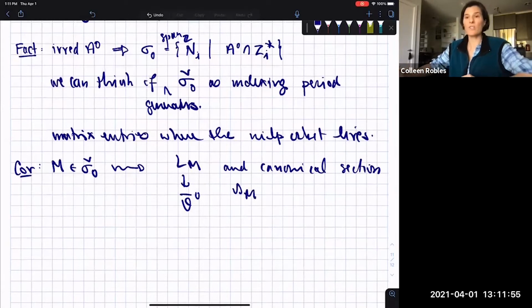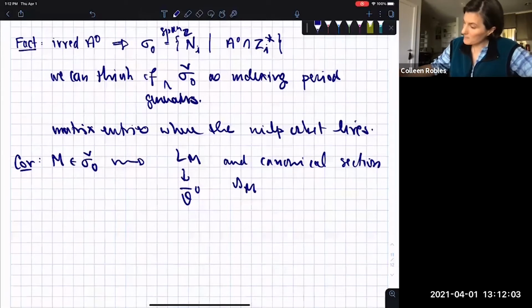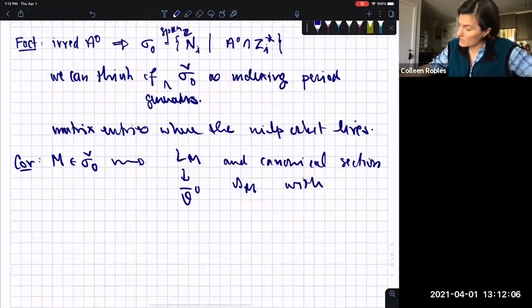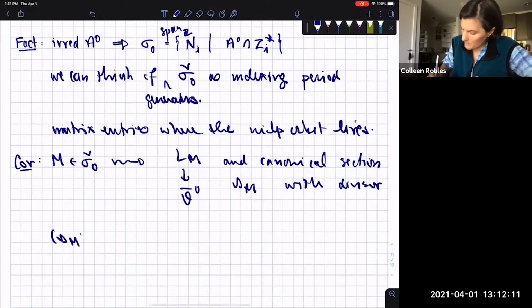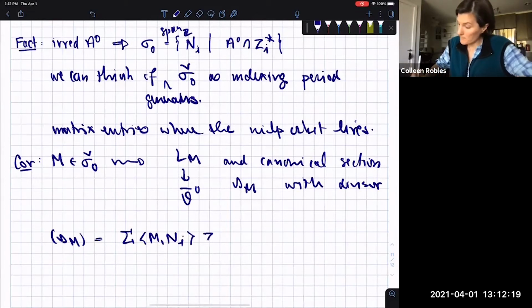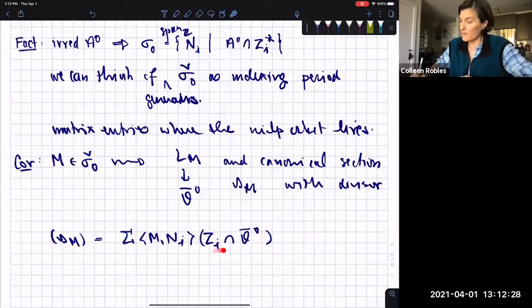S_m, which essentially encodes the nilpotent orbits that can arise as you degenerate to a point on this fiber. And what's interesting with this section is its divisor, which is just given by the irreducible components of the normal crossing divisor at infinity, weighted with some integers that are coming from the element m in the dual cone.